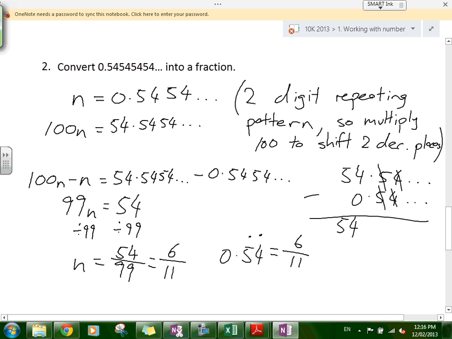Alright, so writing this method down. The key point is, if you have a 2-digit repeating pattern, you multiply by 100. If you have a single-digit repeating, you multiply by 10. That's going to cancel it. So shift it up, you're going to cancel it. So writing this one down, please, and then we'll move on to the last example.